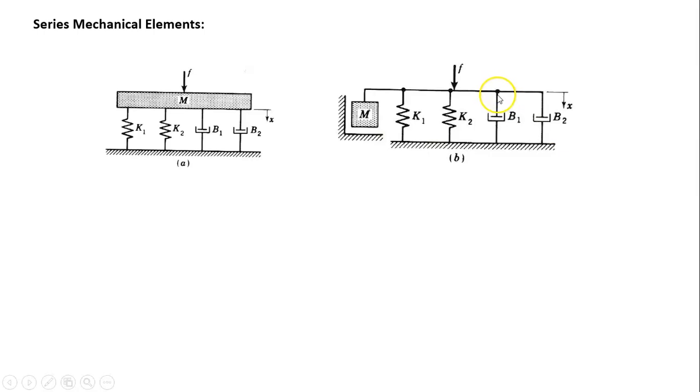Now from the diagram you may be considering that all the elements are in parallel, but sir is saying these are series mechanical elements. Friends, this subject, automatic control engineering, is from the electrical engineering branch, and the arrangement of such mechanical elements is known as series mechanical elements.